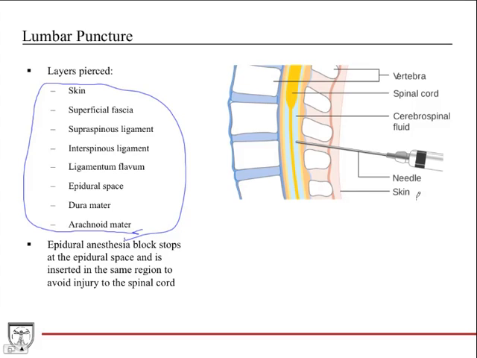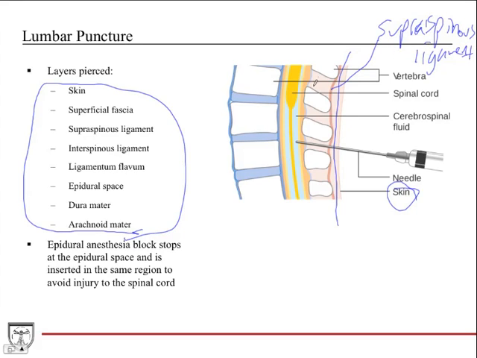So first, you're going to go through the skin. So they label that here. Then you're going to go through the superficial fascia, which is just deep to the skin. Then you're going to go through the supraspinous ligament, which is shown here. So this is your supraspinous ligament, and remember the supraspinous ligament attaches from the tips of the spinous processes.